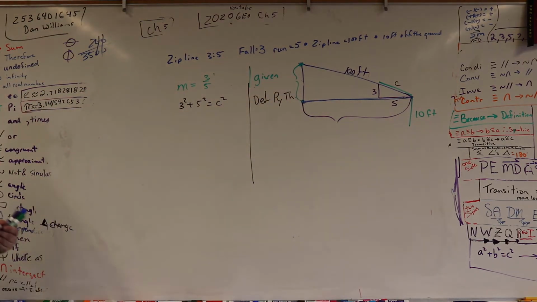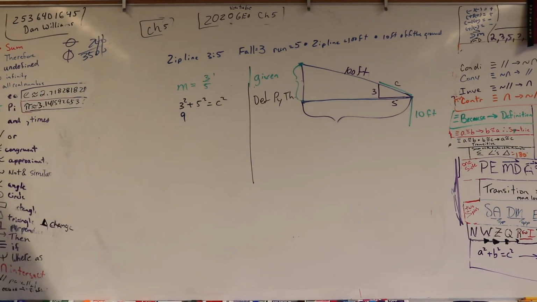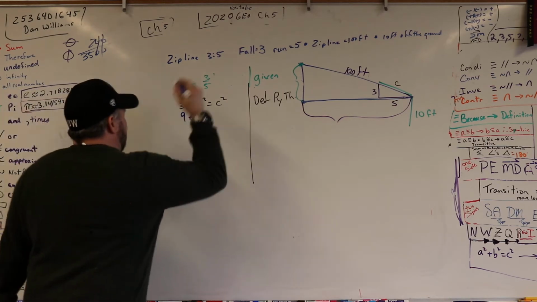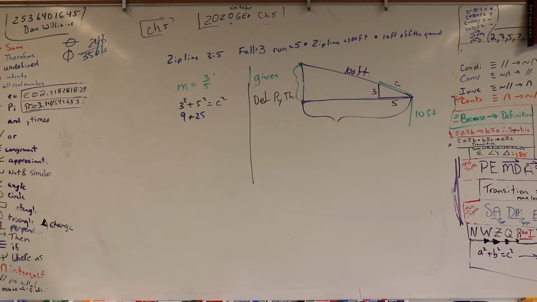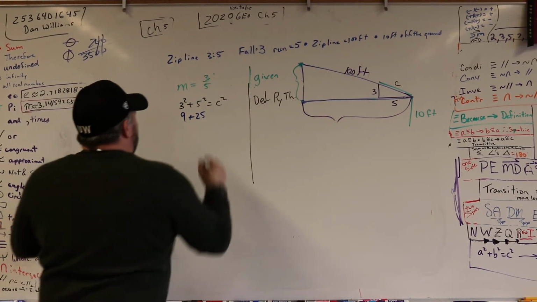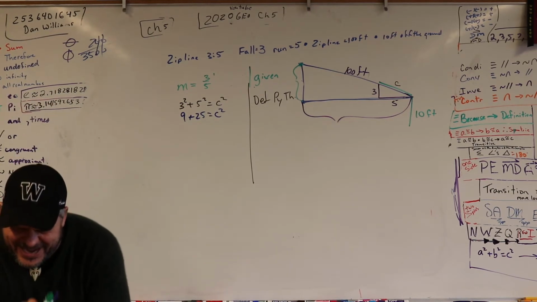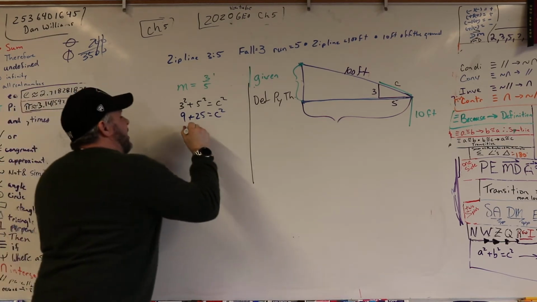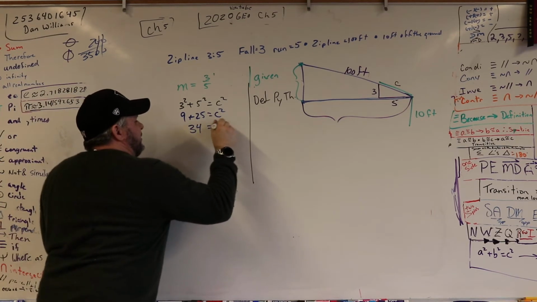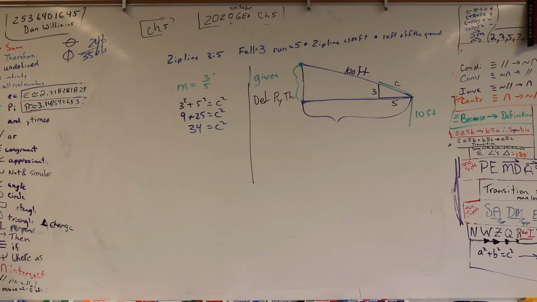So, what is 3 squared? 9. What's 5 squared? I don't care what they say about you. You're smart. 25? Come on, people. Give me some numbers, man. Alright, here's an easy one. What's 9 plus 25? There you go. Now I messed this up one year and I wrote 36. Then it was easy to find c, but it was wrong. So, yes, it's 34.